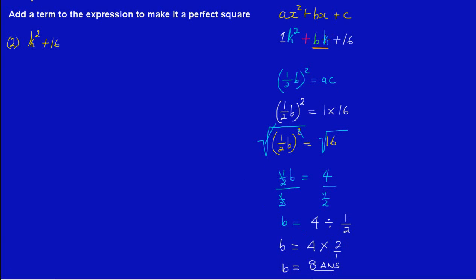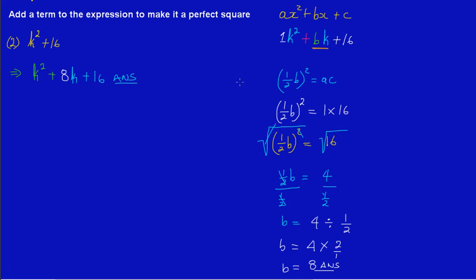Now when I come back to the original, I need to put in this middle term. Since I've found the coefficient of k, which is b, I can rewrite this by adding the middle term that was missing. So I have a k squared plus, I found my b is 8, so 8k, and I've already had my 16, plus 16, and that's my answer.